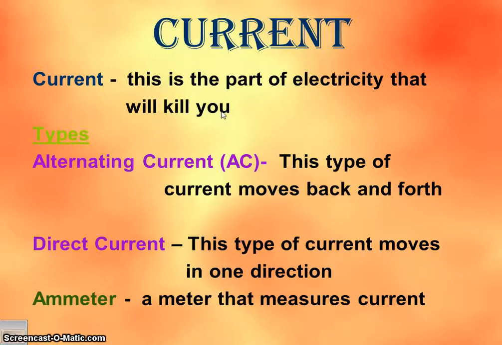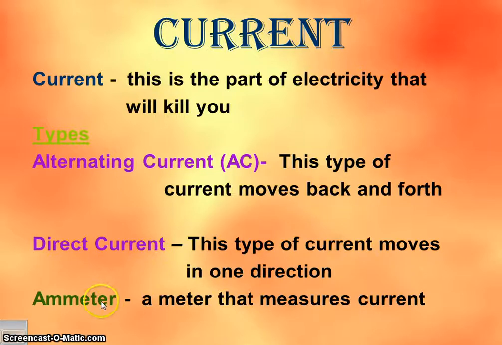Now, there are two other things to remember about current. There is what they call alternating current and direct current. Alternating current is called AC. Direct current is called DC. All right, alternating current is just as the name says. The current moves back and forth in the wire. Direct current means it only moves in one direction.